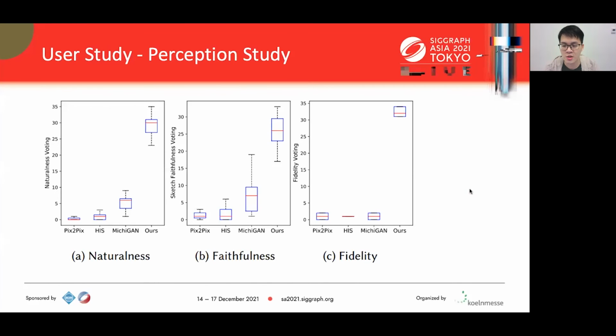We conducted 2 types of user studies to evaluate the performance of our system, including a perception study and a usability study. The perception study includes 3 parts: naturalness study, sketch faithfulness study, and fidelity study. It was conducted via these 3 questionnaires to get feedback from 36 participants. Each of them was provided groups of results generated by the compared methods. It is obvious that our method achieved significantly better evaluation than the others.